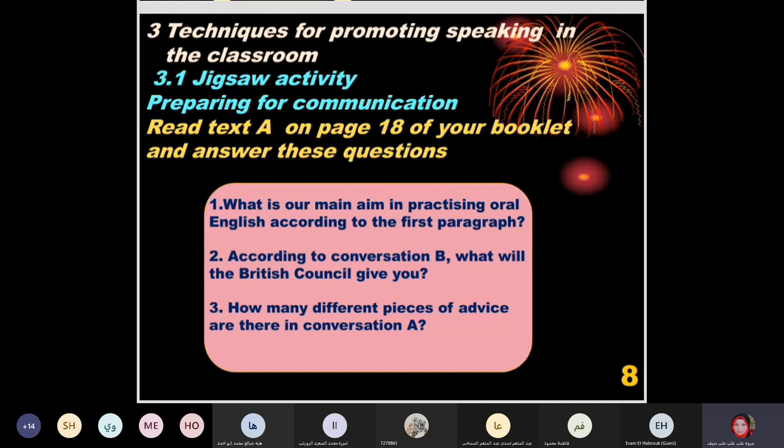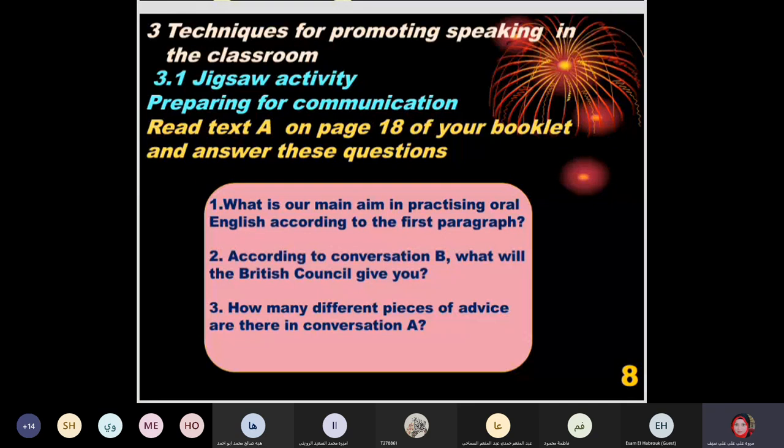According to conversation B, Mrs. Sameh has raised her hand. Yes, Mrs. Sameh. According to conversation B, what will the British Council give you? The British Council will give you a list of language schools in Britain where you could go and study, and they will also tell you if there are any ways of getting a grant or a scholarship, and then you could try.